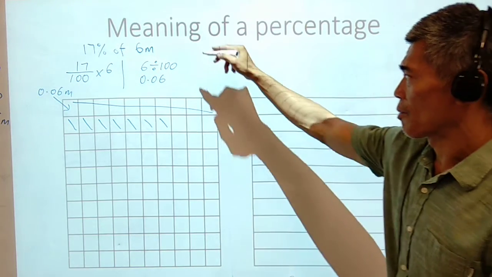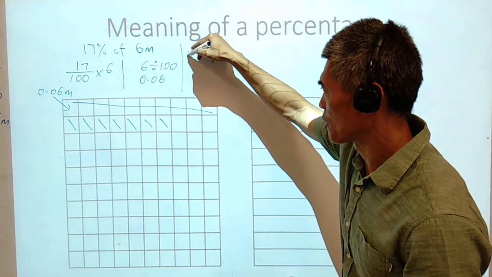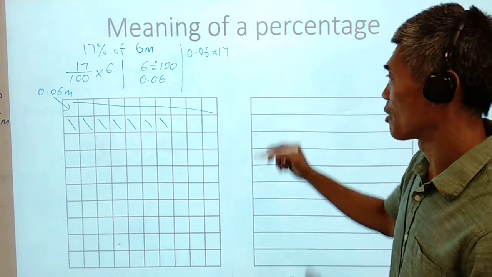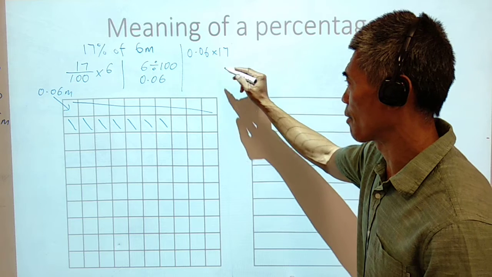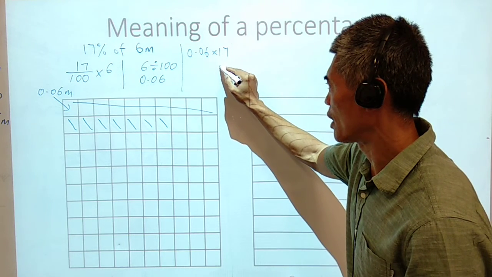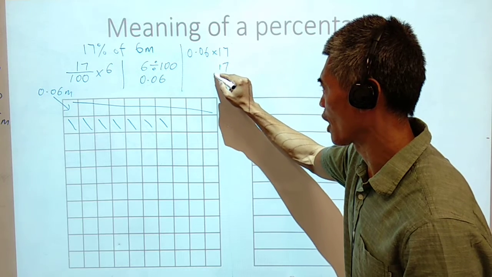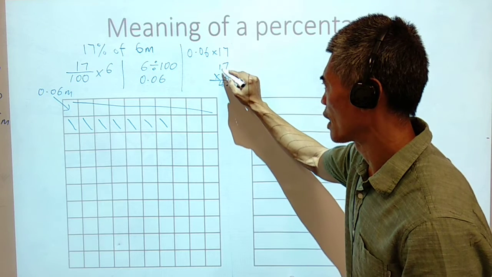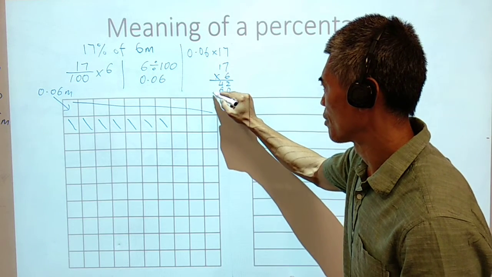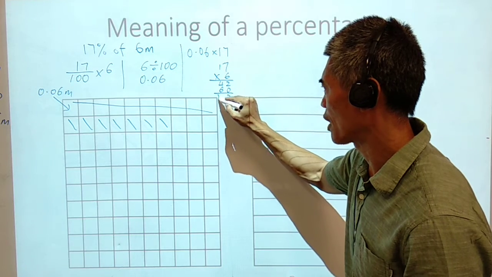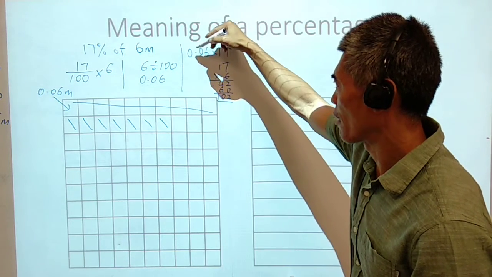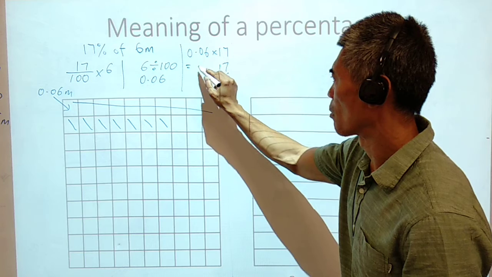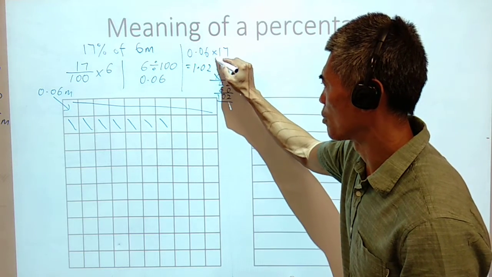All right, so how many are there altogether? We have 0.06 times 17. Now, if you use manual calculation, we'll just take 17 times 6, which gives me 42 and 60, which is 102. Now, bearing in mind that we have 2 decimal places, my answer would be 1.02.